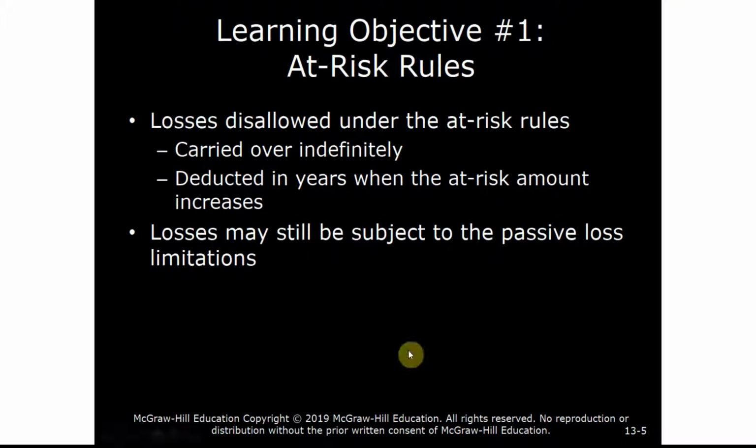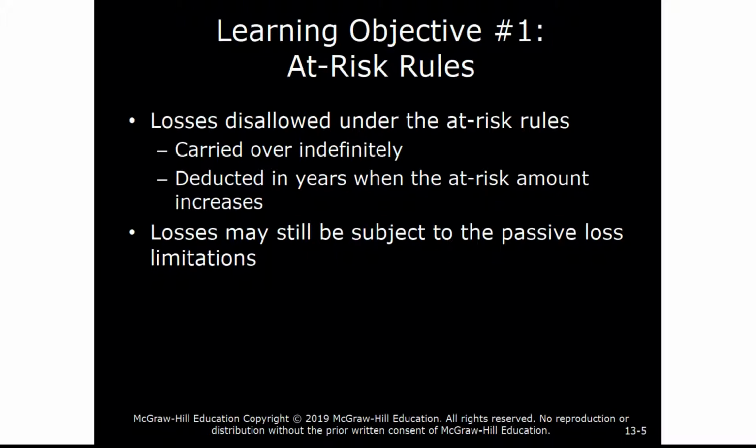As I just mentioned, if, for example, the investor increases their level of investment, if they take on greater responsibilities through recourse debt, if the investment earns money and part of it's attributed to the investor's interest in the investment, these things would increase the at-risk amount in the future, and therefore some of these previously disallowed losses can be used in the future.